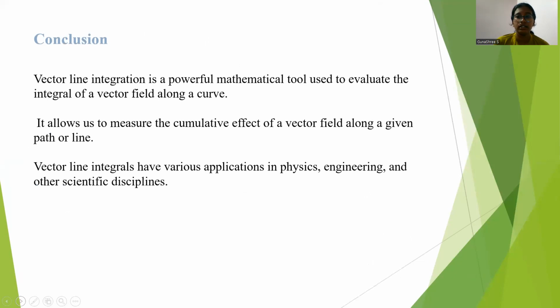So here I conclude my topic. It is a most powerful mathematical tool used to evaluate the integral of a vector field. It also allows us to measure the cumulative effect of a vector field along a given path, line, curve, or other parameter. Because of its wide applications in physics, engineering, and scientific disciplines, it has been widely used.